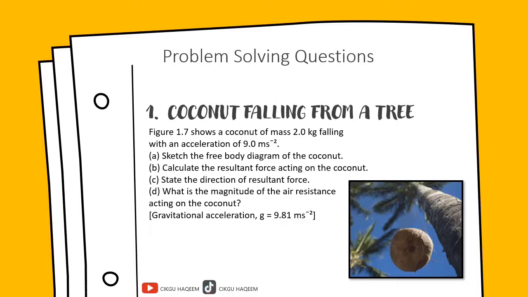Figure 1.7 shows a coconut of mass 2.0 kg falling with an acceleration of 9.0 meter per second squared. Sketch the free body diagram of the coconut and then calculate the resultant force acting on the coconut. State the direction of the resultant force and the magnitude of air resistance acting on the coconut. Given that gravitational acceleration is 9.81 meter per second squared.